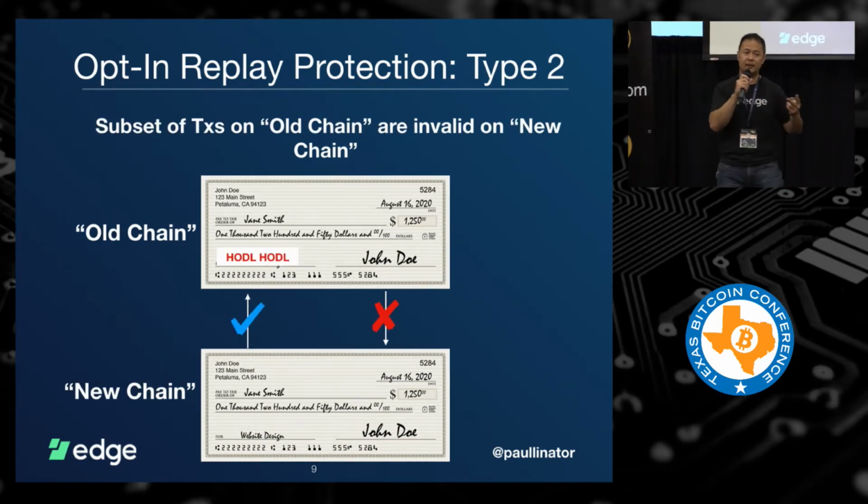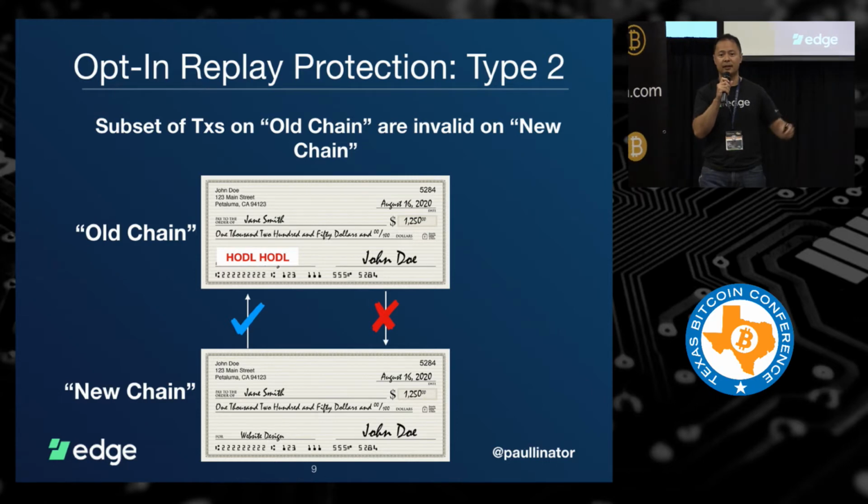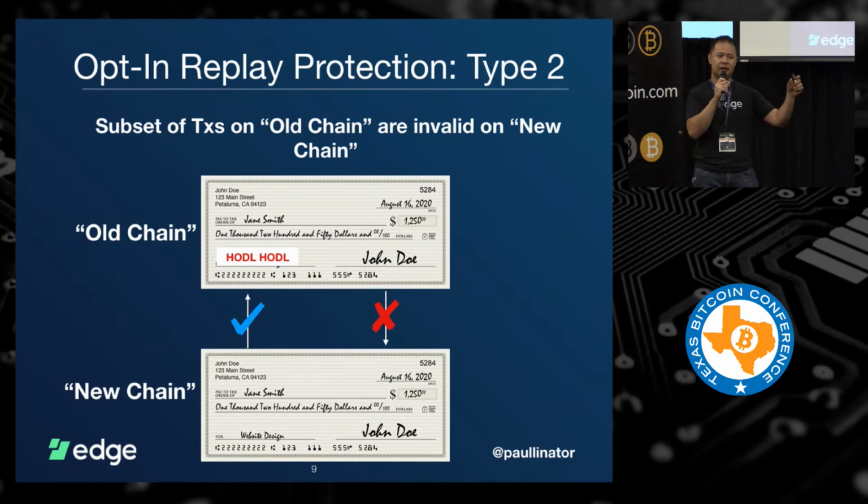Type 2 is kind of the flip side. Instead of saying we're going to create a new transaction format, we're going to say those old checks that you were writing, you can continue writing them, but we'll do something special. If you do something special to that check, it won't be valid on the new chain, on the new system.